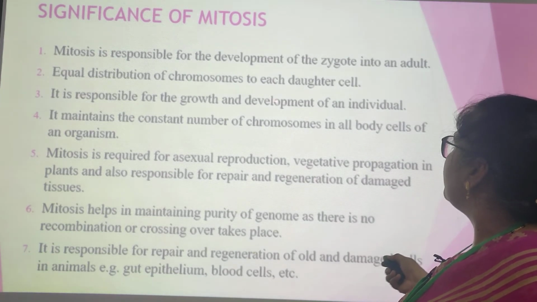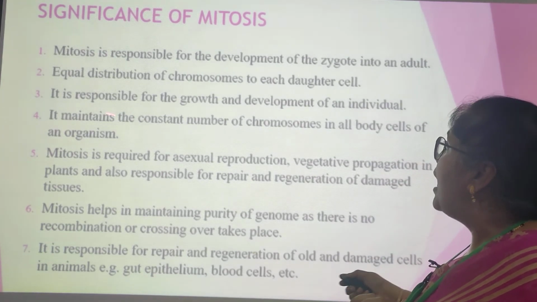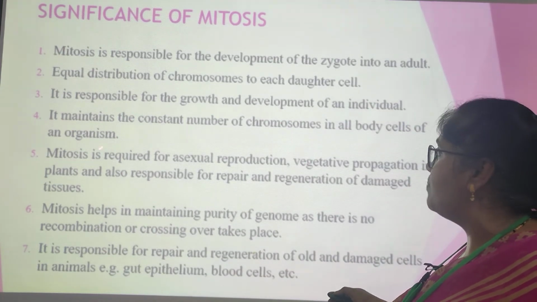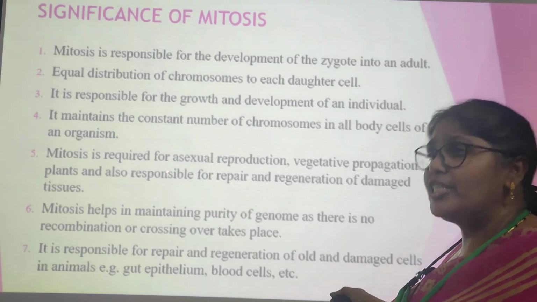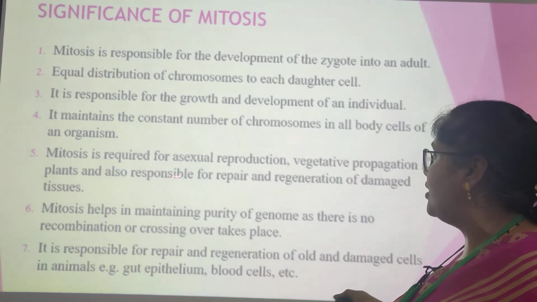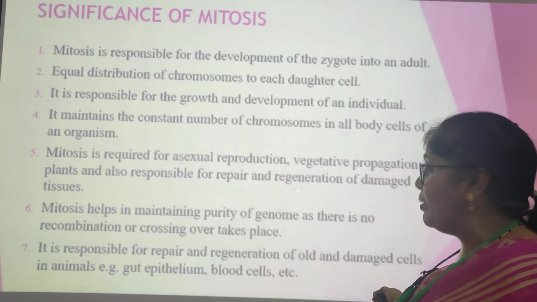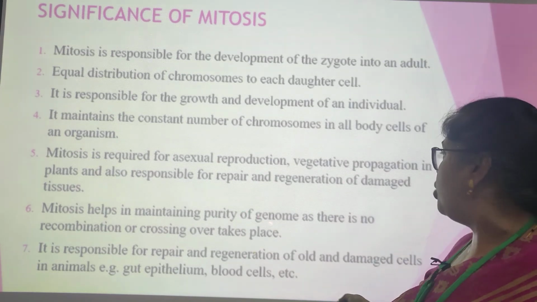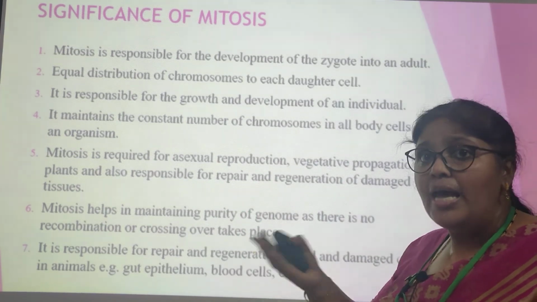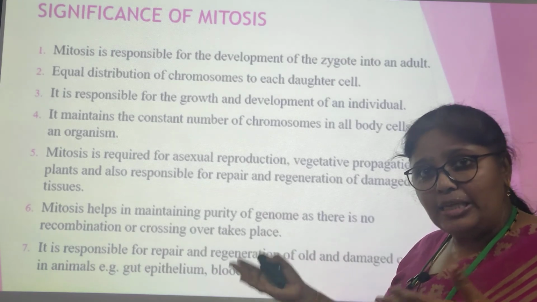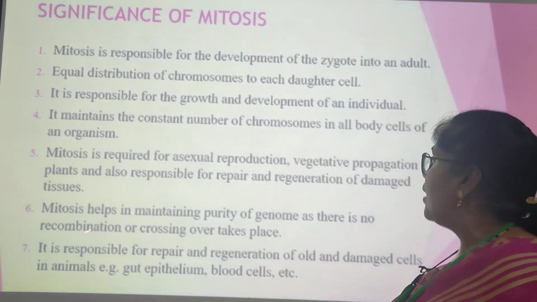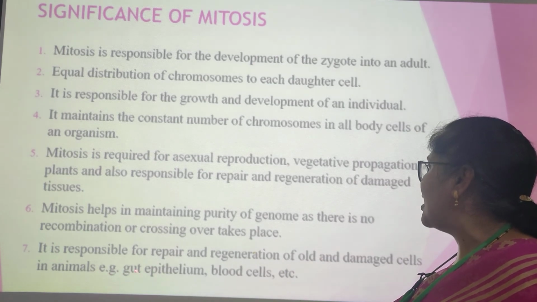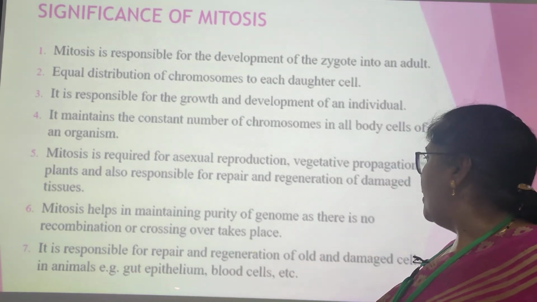So mitosis is responsible for the growth and development of the individual. It maintains the constant number of chromosomes in all the body cells of the organism. Mitosis is required for asexual reproduction, vegetative propagation in plants, and also for the repair and regeneration of tissues. It also helps in maintaining the purity of the genome because there is no interchange of any genetic material from the paternal and the maternal. It is just division and doubling up. And it is responsible for repair and regeneration of old and damaged cells in animals, for example, the gut epithelium and the blood cells.